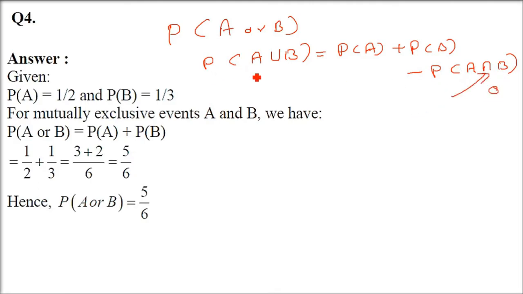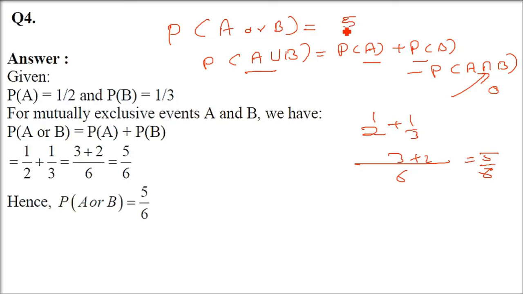A intersection B is going to be 0. So P(A union B) is P(A) plus P(B) minus 0. Just add them: half plus 1/3. That is going to be P(A union B), or P(A or B), which is 5/6. Okay, 5/6 it will be.